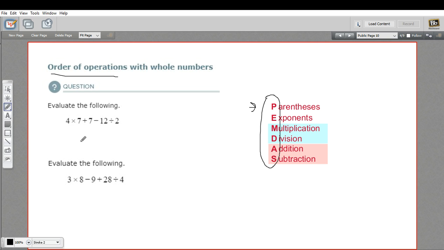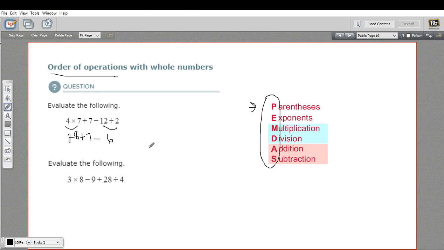I think what I'm going to do is isolate the multiplication and division stuff. So here's a multiplication problem, and here's a division problem. The rest of this is just addition and subtraction. So let's do these two parts first. 4 times 7 is 28, and 12 divided by 2 is 6. And then I'm going to fill in the rest. I've got a plus, 7, minus.